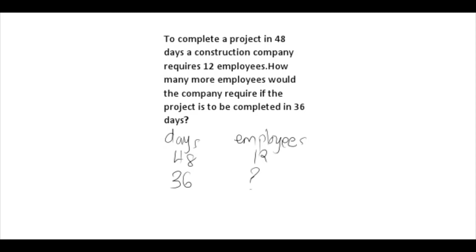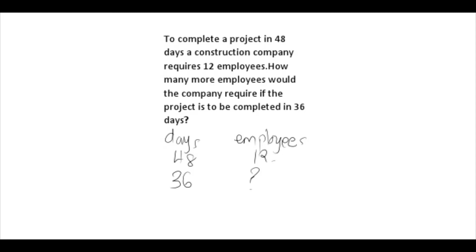So for this case, we are going to compare. So we have days and employees. 12 employees complete the work in 48 days. What about question mark? We don't know the number of employees who can complete the work in 36 days.